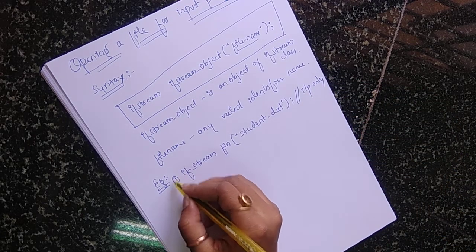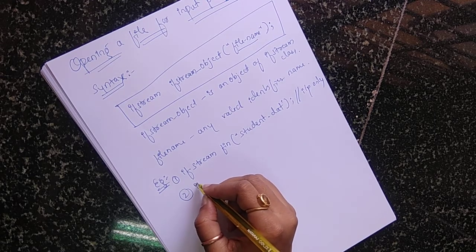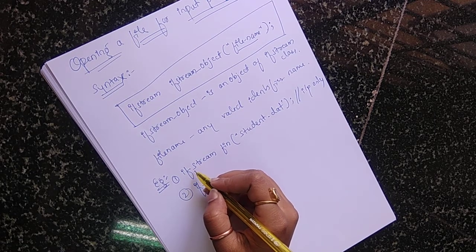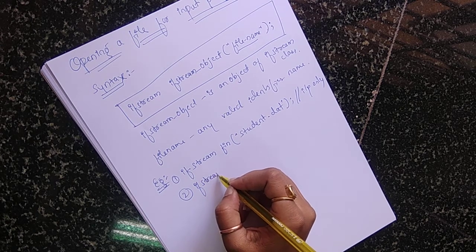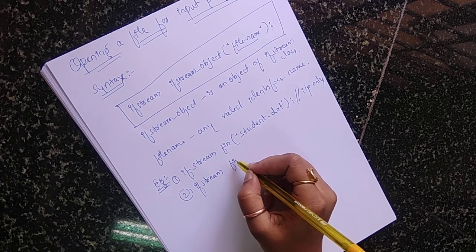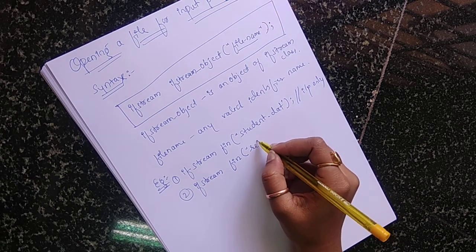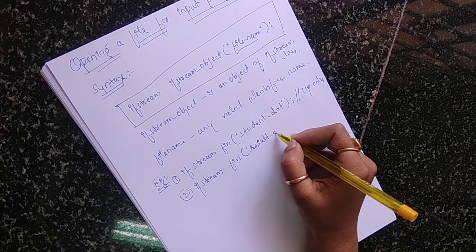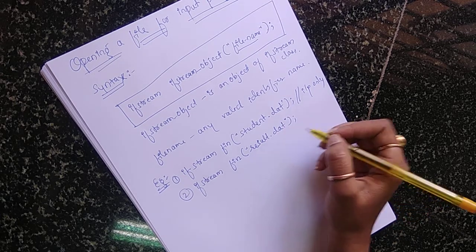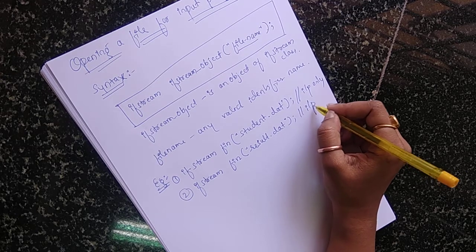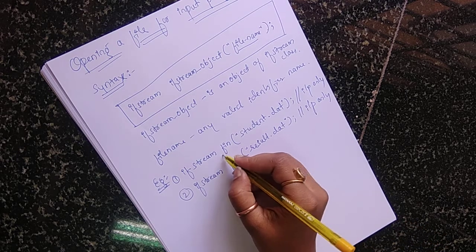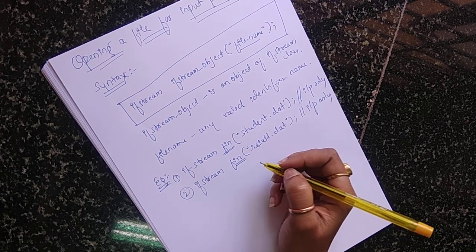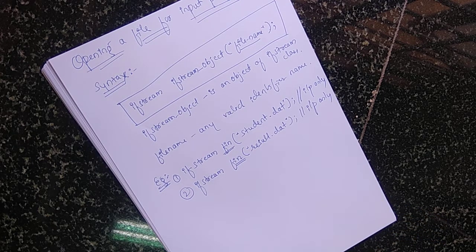Let me write another example. This one is the first one. The second one, you may be finding that there is a space between if and stream. After if there is no space. Don't give any space. ifstream fin result.dat semicolon. This file also has been opened for only input purpose. Done? So here this fin, what I had written, these are the objects of your ifstream class.